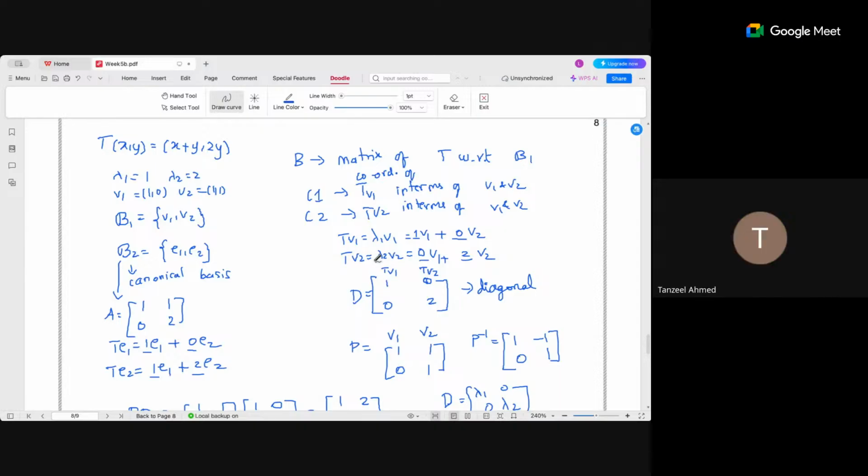So the columns of D are basically just the eigenvalue multiplied by its respective eigenvector, and we put it over there. I don't think this way of saying it is correct. We should say that the columns of D are the coordinates of T v1 and T v2 in terms of v1 v2. The first column is the coordinates of T v1 in terms of v1 and v2. The second column is the coordinates of T v2 in terms of v1 and v2.